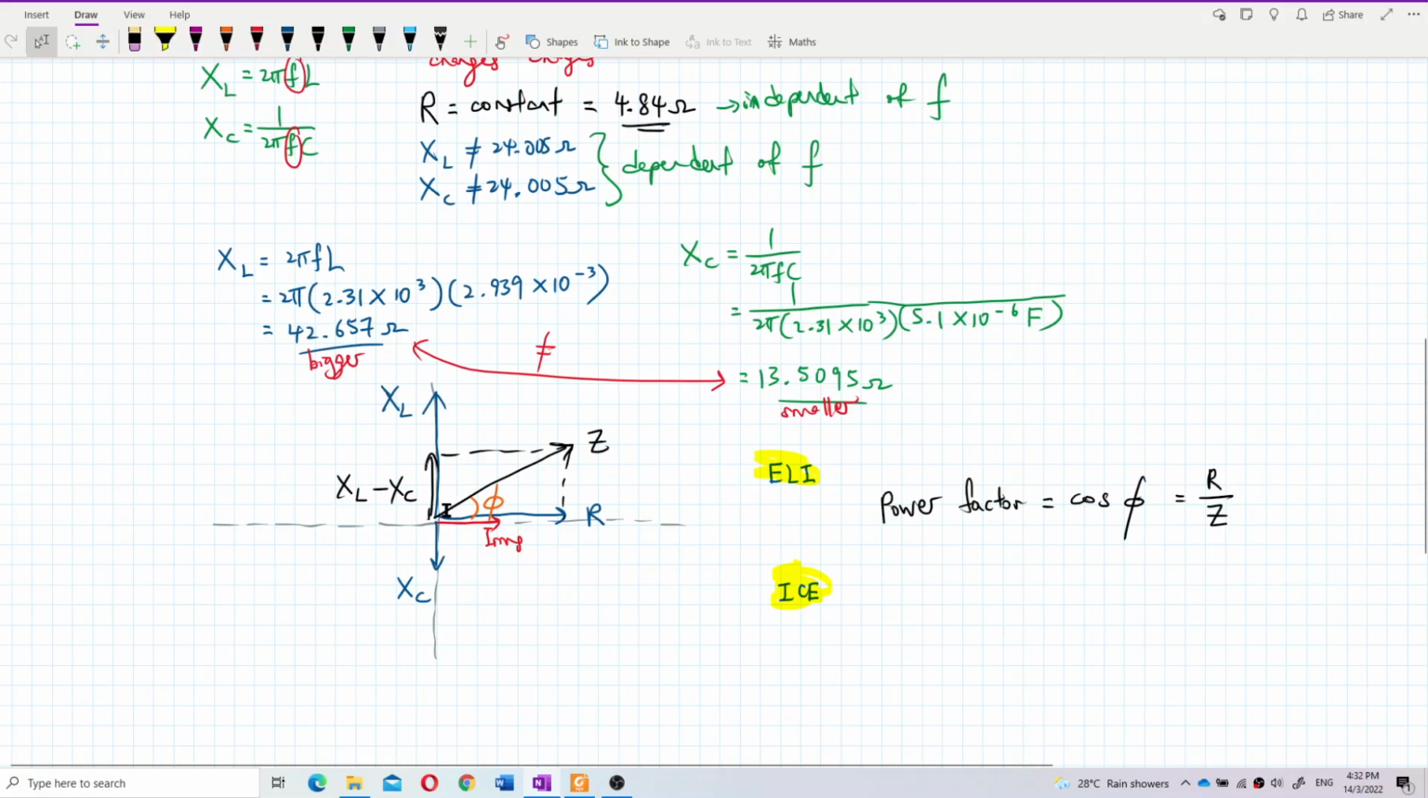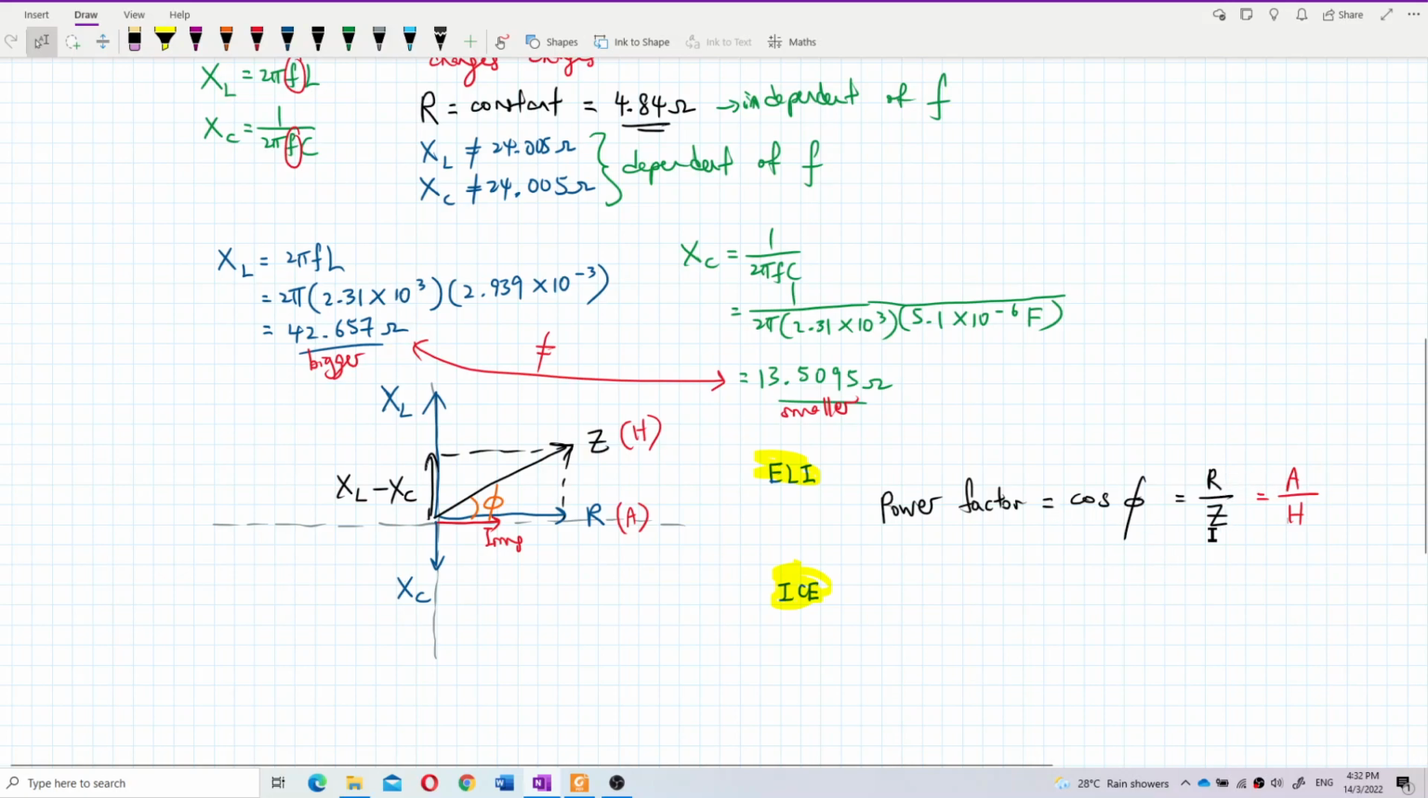Why is it R over Z? Because R is the adjacent and Z is the hypotenuse. It's Pythagoras theorem: adjacent over hypotenuse. That is power factor, cos phi.